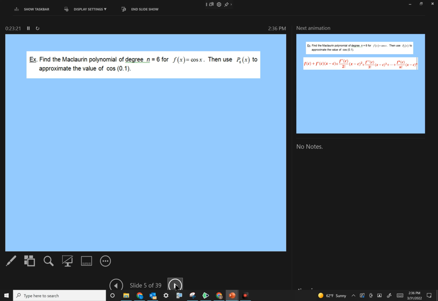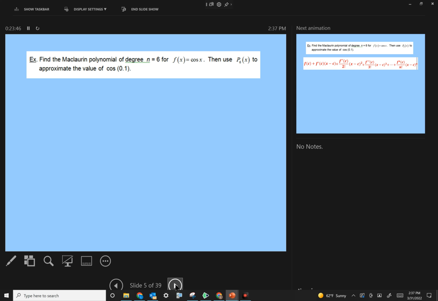Everybody with me? I'm just filling in the pattern. The fifth is 0. So the next one is negative 1. So my sixth degree is minus 1 x to the sixth over 6 factorial. So there's my 6th degree Taylor polynomial. I'm done. I've done the first part they said. Everybody okay?